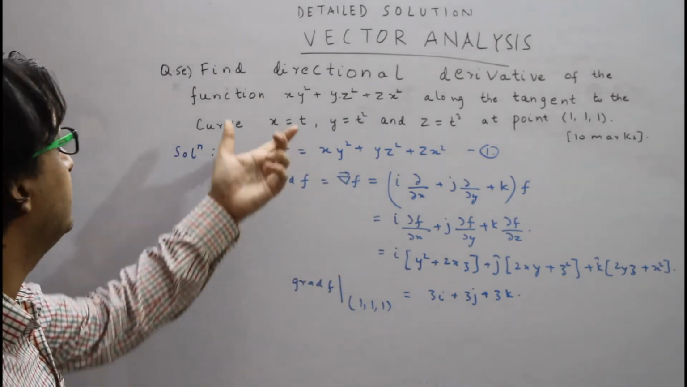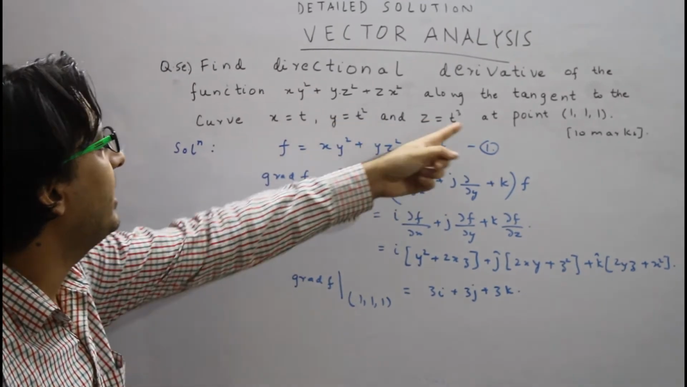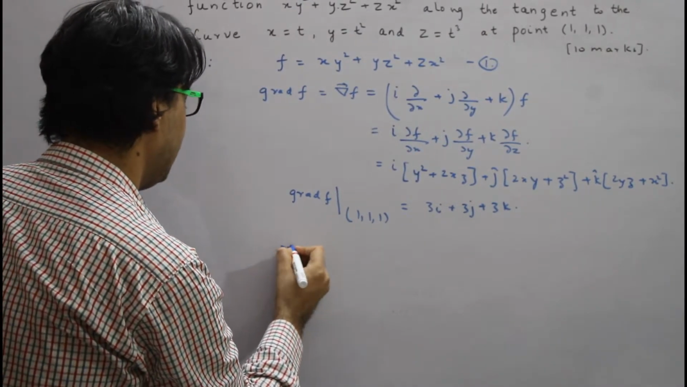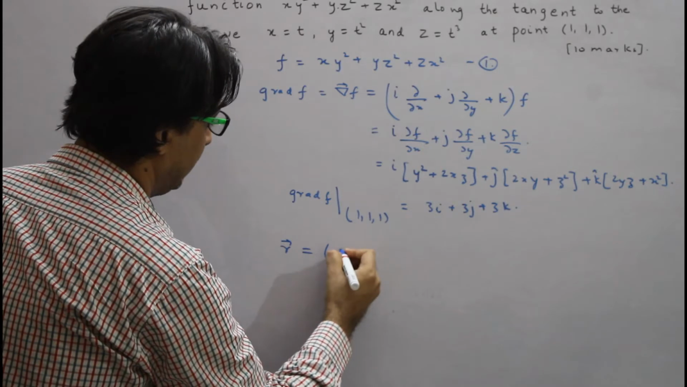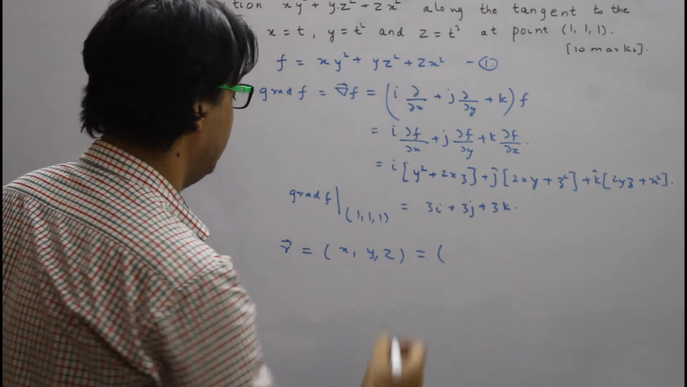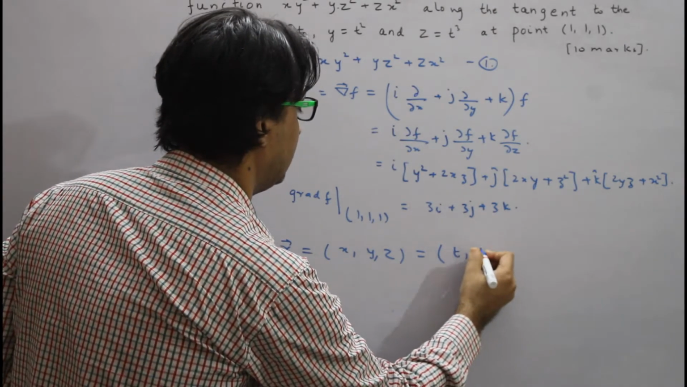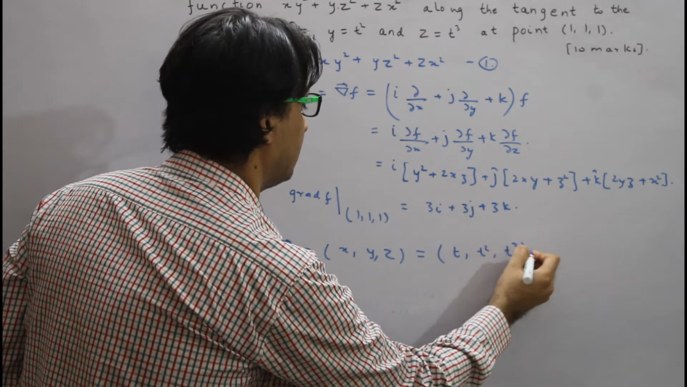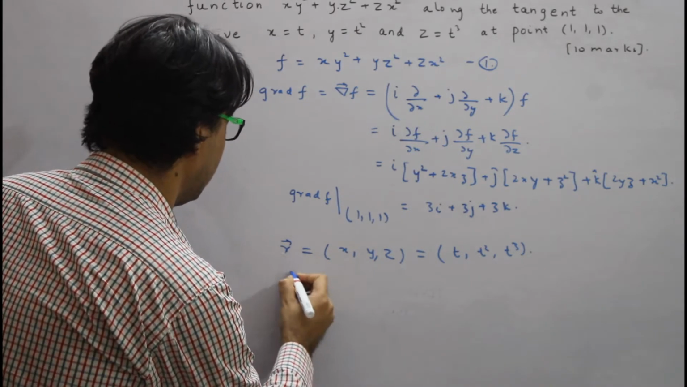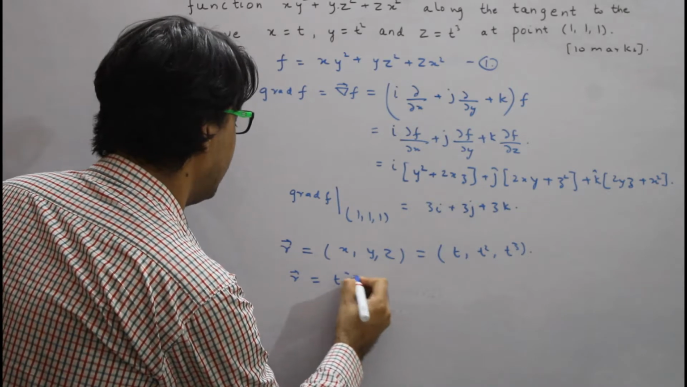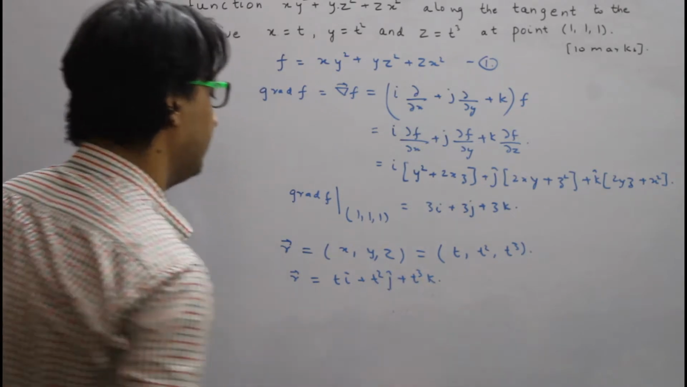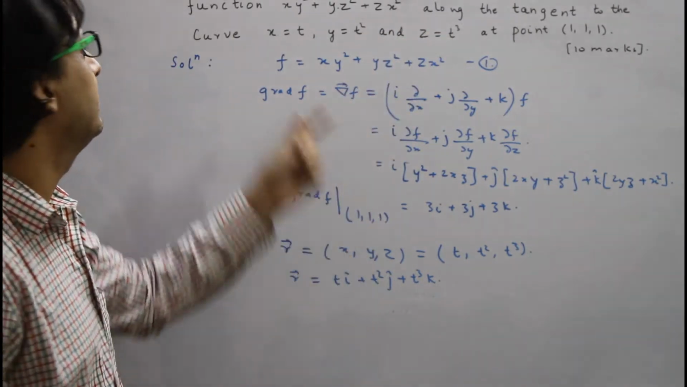Now we are given a general point, that is x, y and z. So we have to find the tangent. If we take a point as t, t square and t cube, we can also give a vector notation, that is r can be written as t i plus t square j plus t cube k.